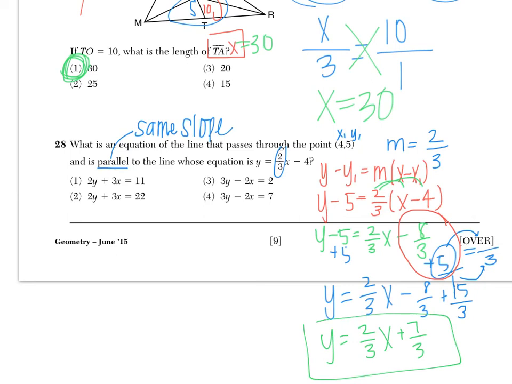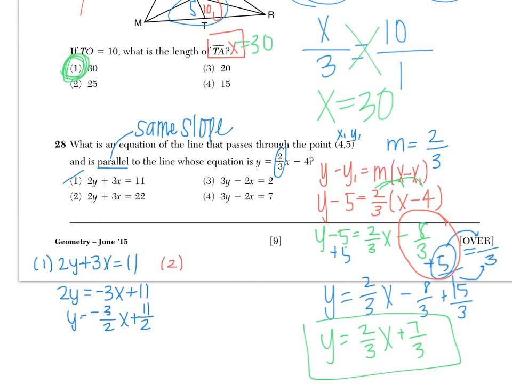So now what we need to do is find out which choice, 1, 2, 3, or 4, is the same as this equation over here. So unfortunately, we do have to do actually quite a bit of work to get the equations in y equals to see which one's the same. So for number 1, I'm going to write it here. We have 2y plus 3x equals 11. So I'm going to move the 3x away by subtracting. So now we have 2y equals negative 3x plus 11. Divide by 2, and we get y equals negative 3 over 2x plus 11 over 2. We can clearly see that this is not the same as what we found, so choice 1 is out.